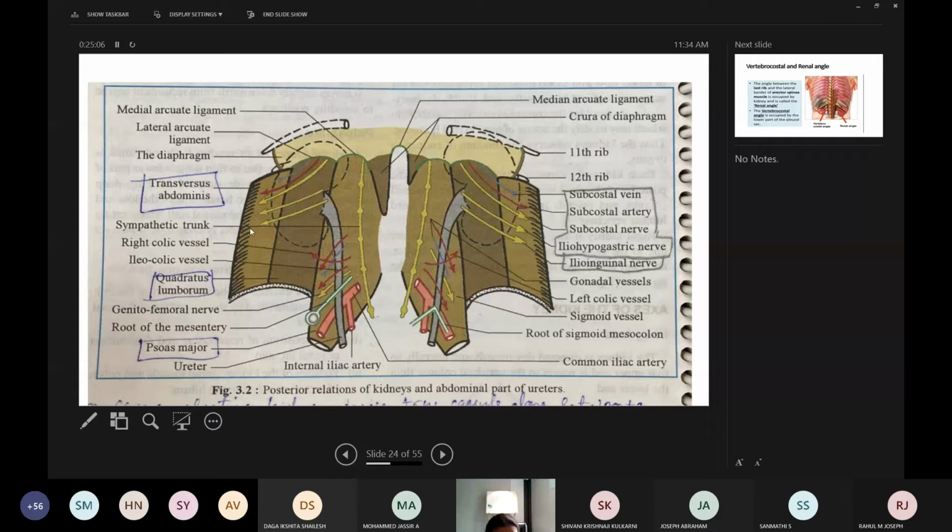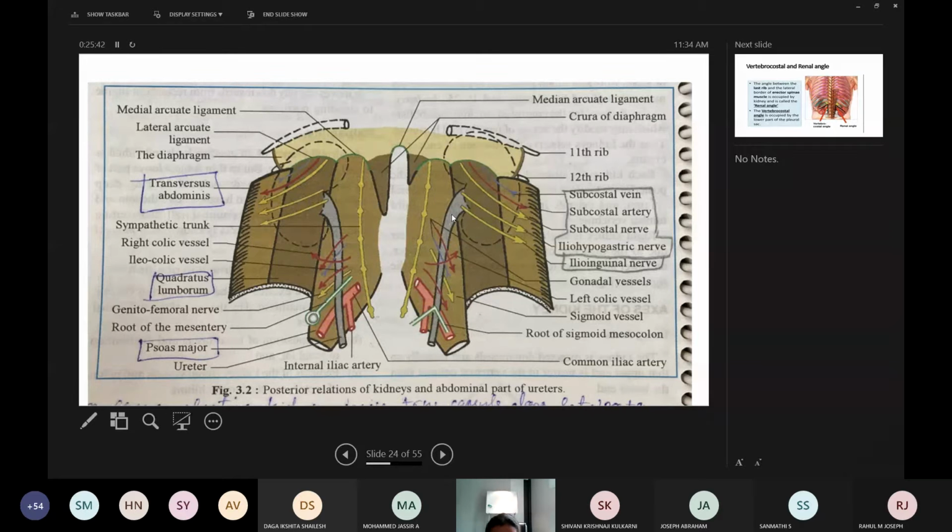And the lateralmost is the transversus abdominis, which is covered by which fascia? Anybody? Yes, fascia transversalis. It is covered by fascia transversalis. Okay, these are the three muscles which form the posterior relation in the lower larger part of the kidney.